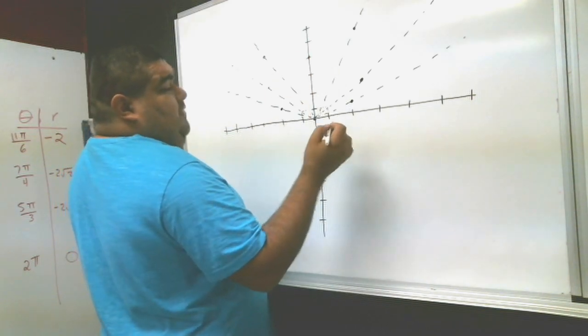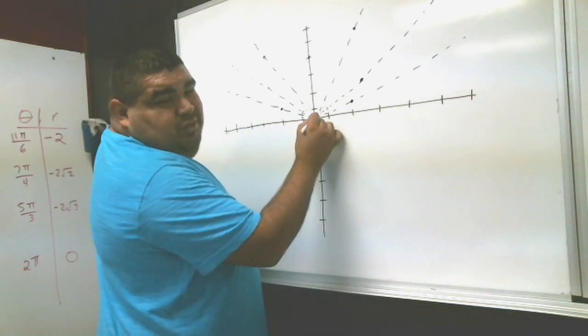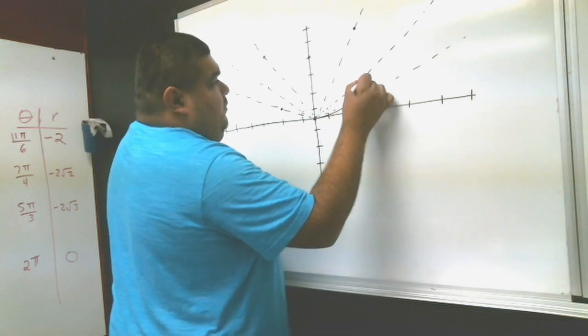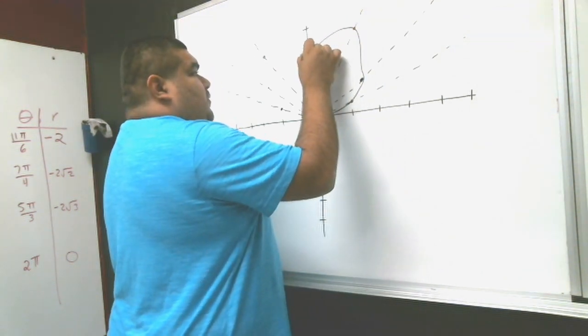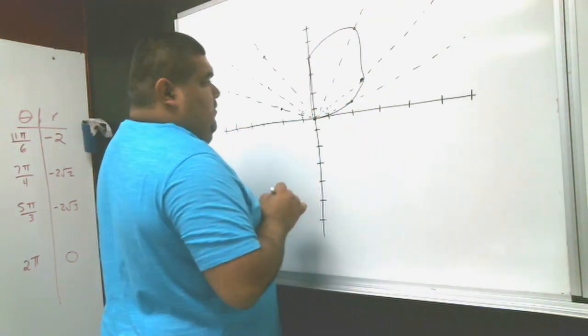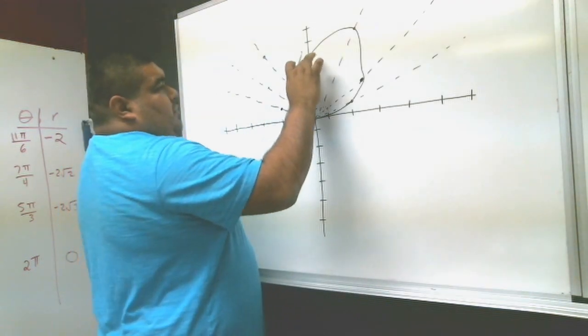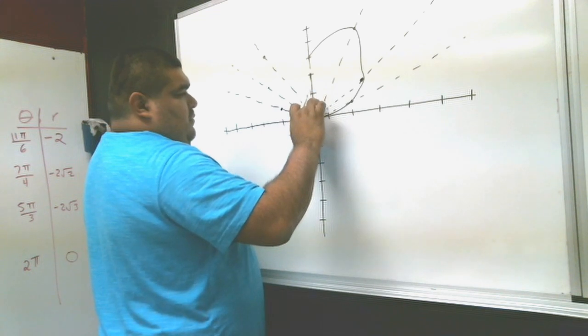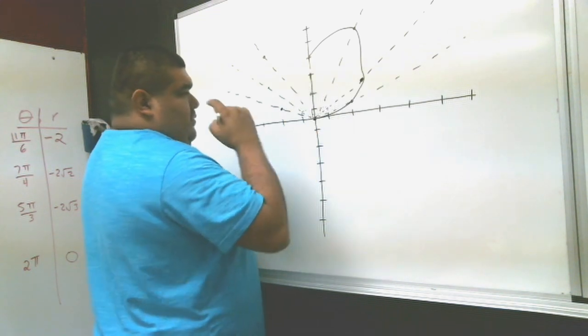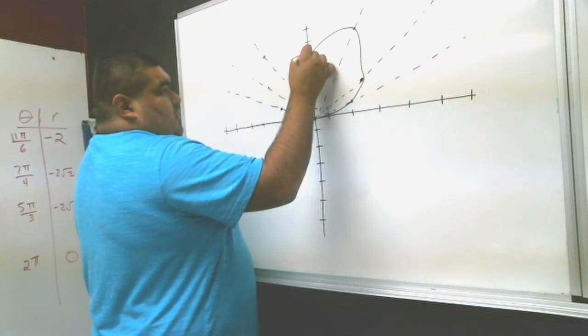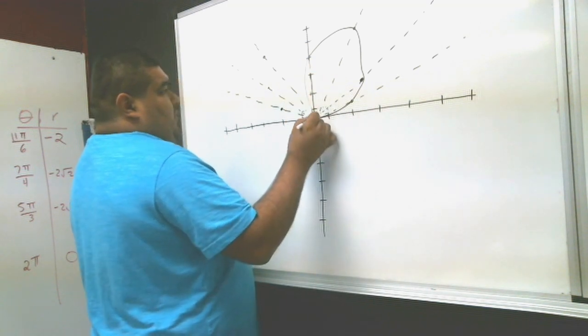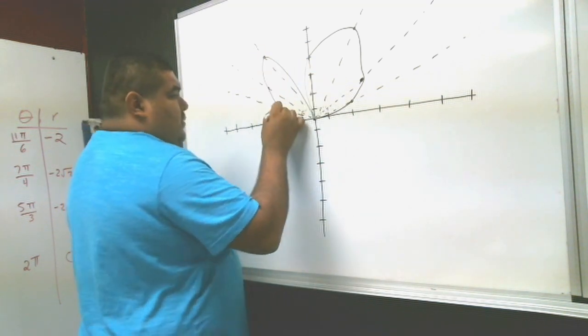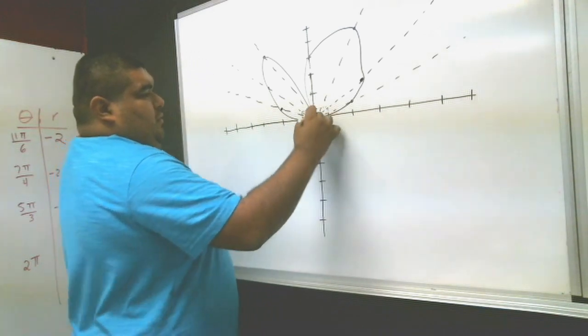So our graph is going to look something like this. We go from the origin to our first one, to our second one, to our third one, to our fourth one, and back to the original. Okay, well technically we go from here. We go here, then we go from here, here, okay?